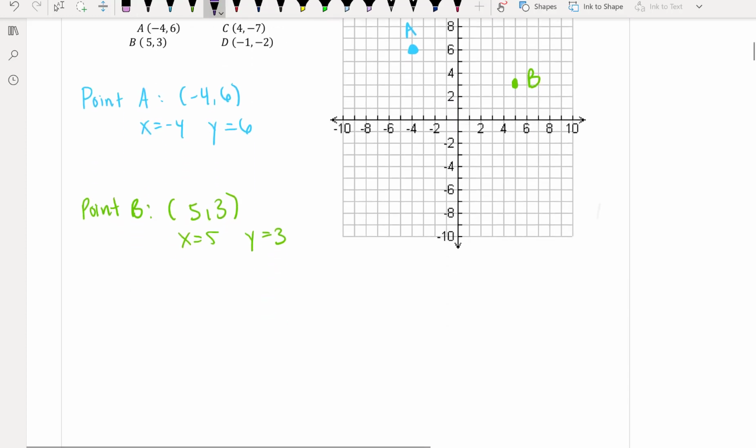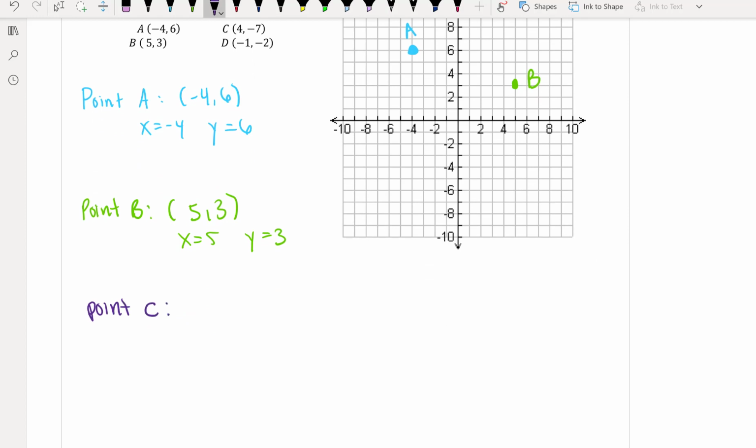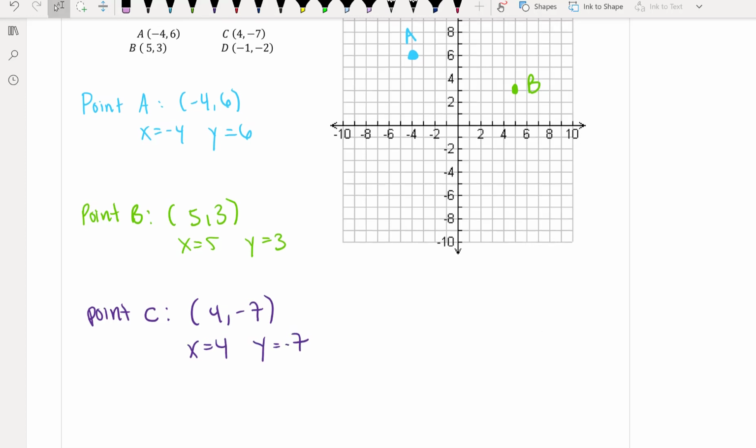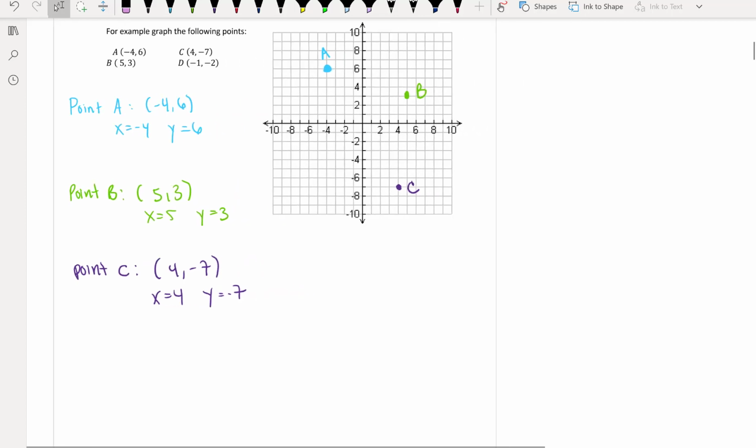Now I want to go on to my point C. For point C, I have (4, -7). So x is equal to 4, and my y value is equal to -7. So if x is equal to 4, there's that, and y is equal to -7. Well, -7 is right in here. So that point is going to be here, and that's going to be my point C. And now my last value, for point D.